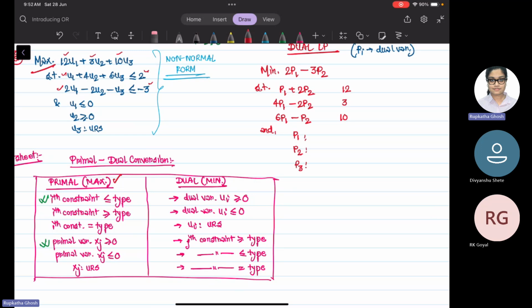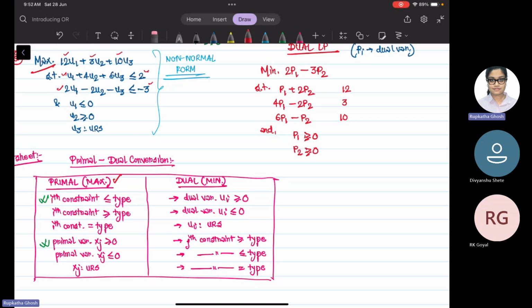When your ith constraint, see the first constraint of your primal model is a less than or equal to type, so the corresponding dual variable would be, sorry, this should be only p1 and p2. Your first variable would be greater than or equal to 0. Since this is a less than or equal to type, p1 is greater than or equal to 0. Second constraint is also less than or equal to type, so p2 is also greater than or equal to 0. That is done. So you have now decided what will be the signs.